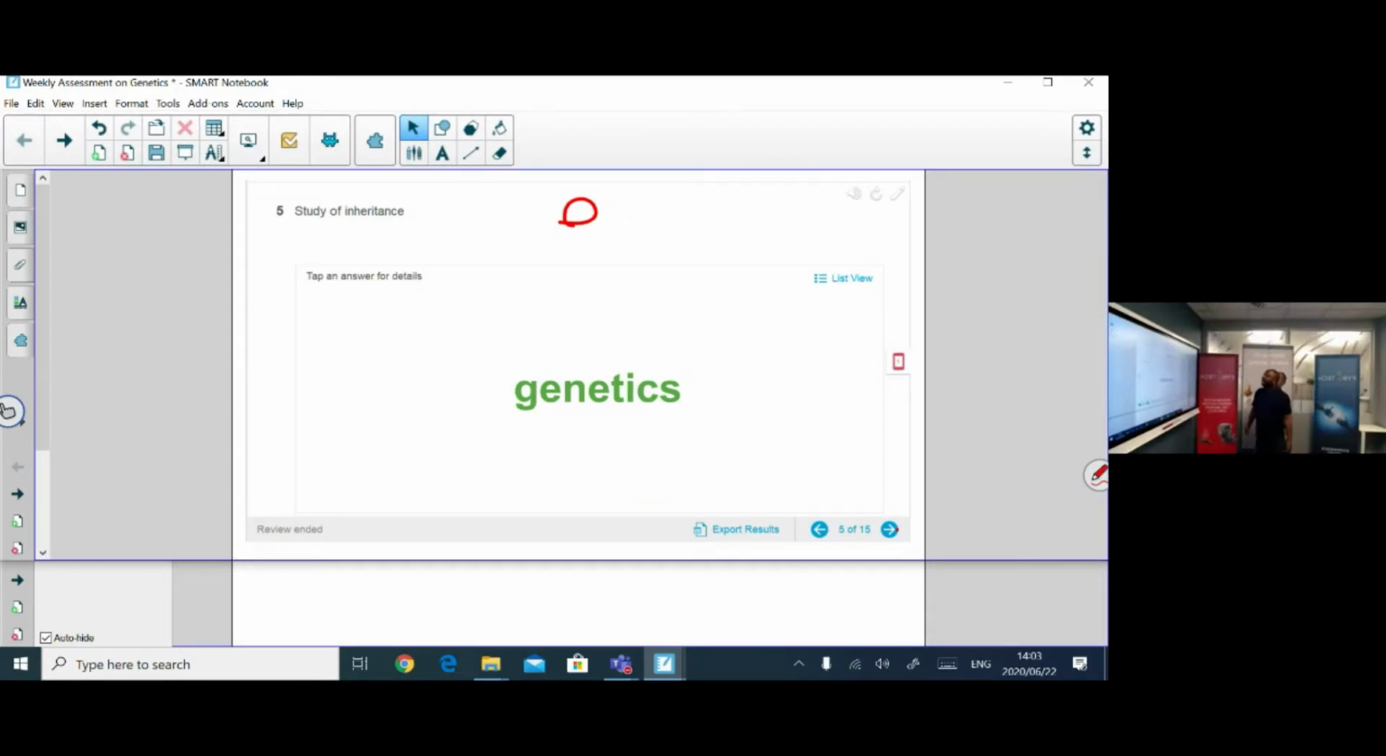What we call the study of inheritance. The term that describes the study of inheritance is genetics. So the study of inheritance is genetics. This is our first lesson. We did this in the first lesson.